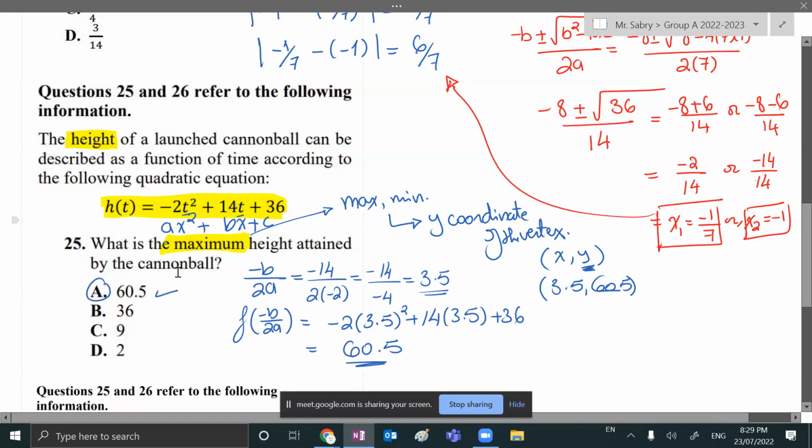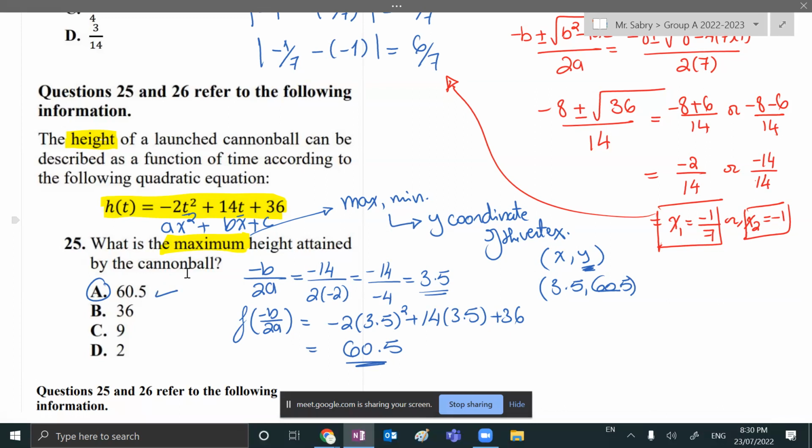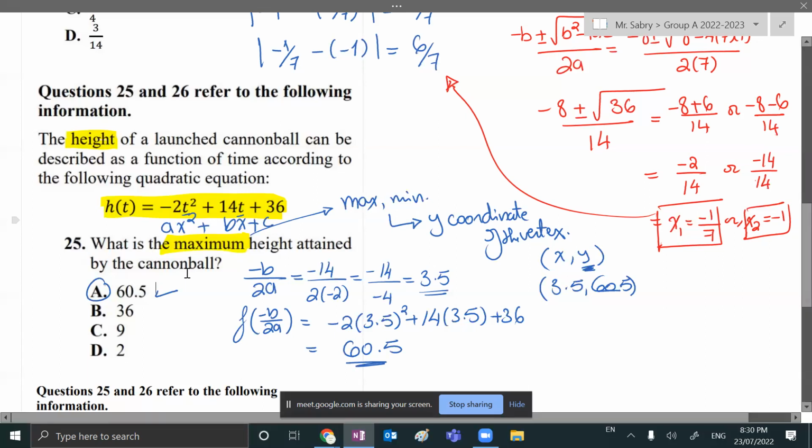It will reach, actually. Makes sense? Any questions on this one? Okay.